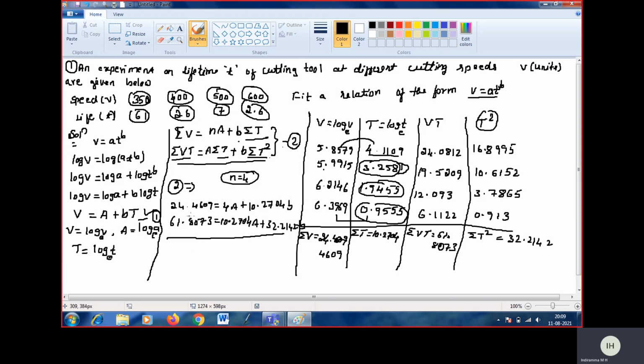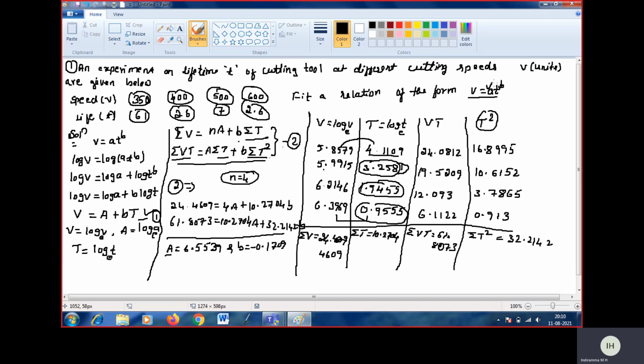Now solve these two equations. We have two unknowns, two equations. Using calculator we can easily solve it. So we obtain, after solving these two equations, A as 6.5539 and the small b value will be minus 0.1709. So we got the capital A value.